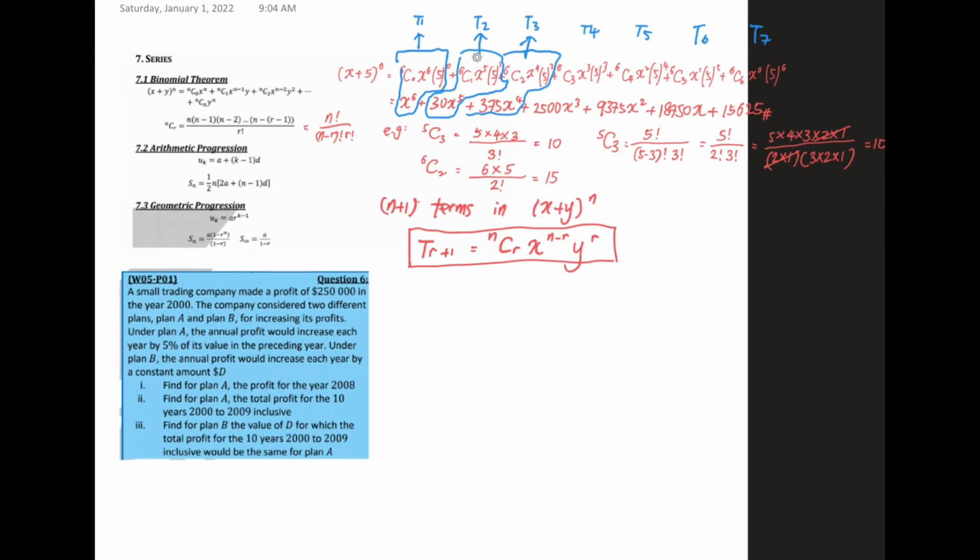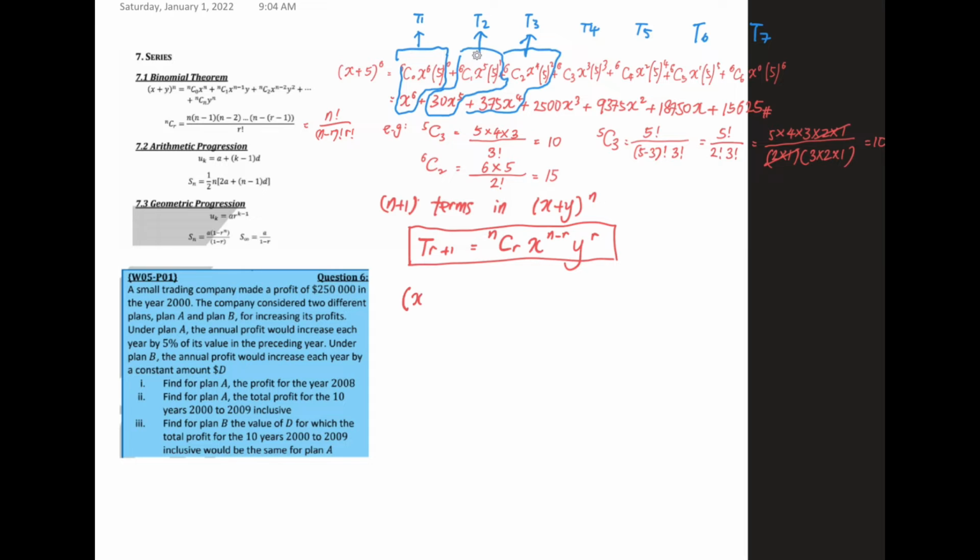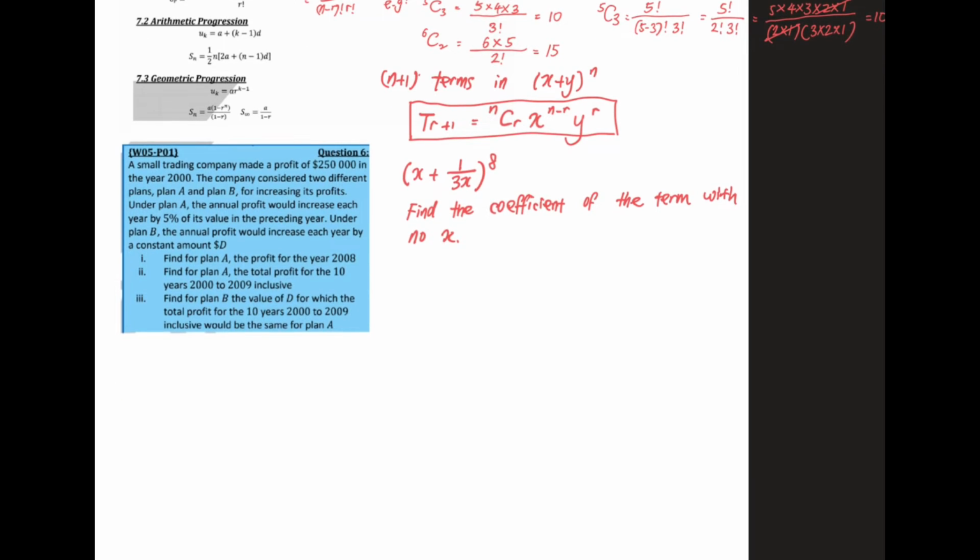Okay, so how to use this general term? Let's say one example. If I have (x plus 1 over 3x) to the power of 4, okay, let's say a greater power, power 6, or maybe power 8. So they ask you to find the coefficient of the term with no x.